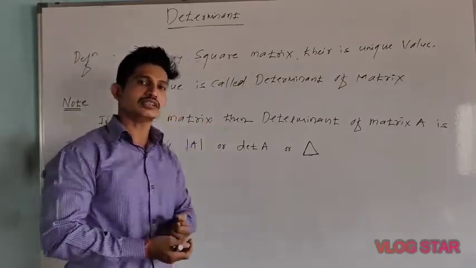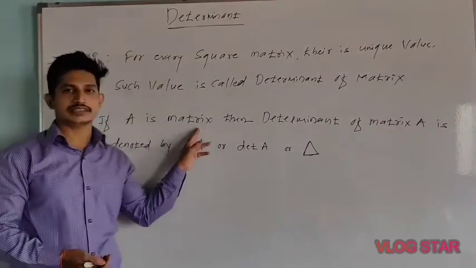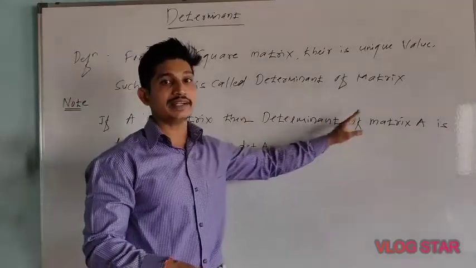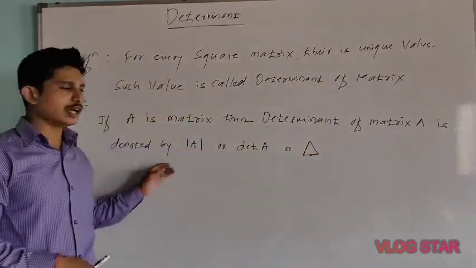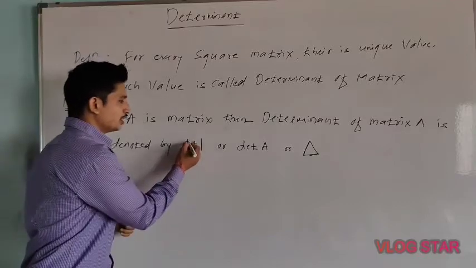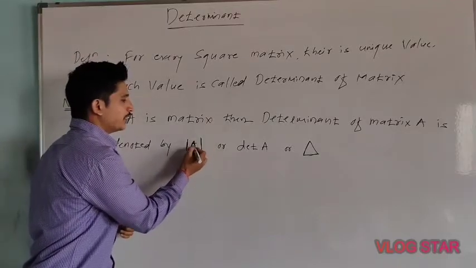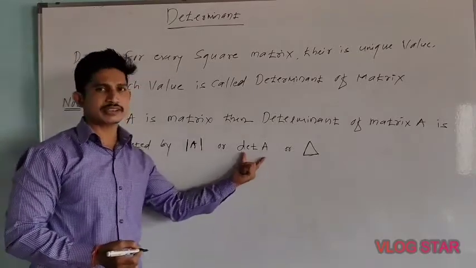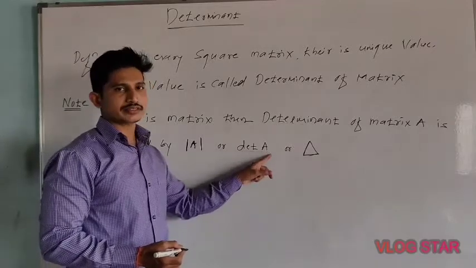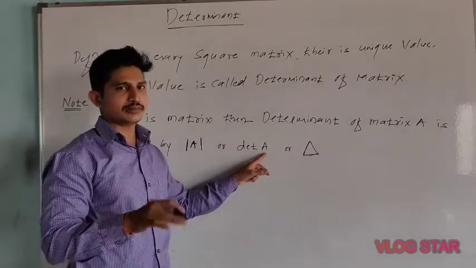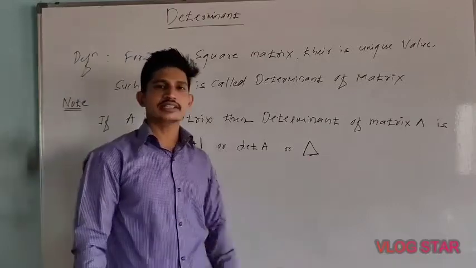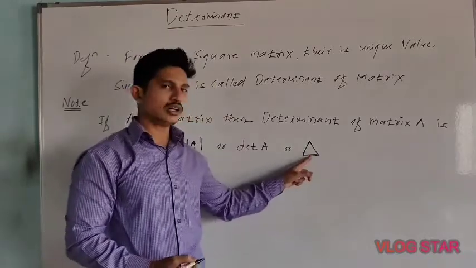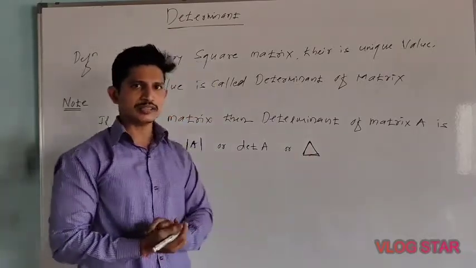So what is important here? Note, if A is a matrix, then the determinant of matrix A is always denoted by two vertical lines drawn around A. This is called the determinant of A. Or we can denote it by det A, which means determinant of A. Or we can write it as delta, not a triangle. Delta means determinant of a matrix.